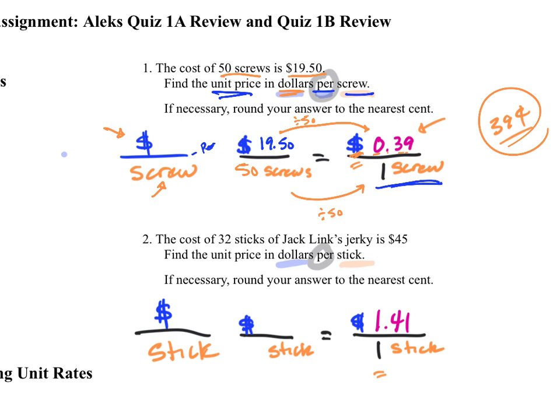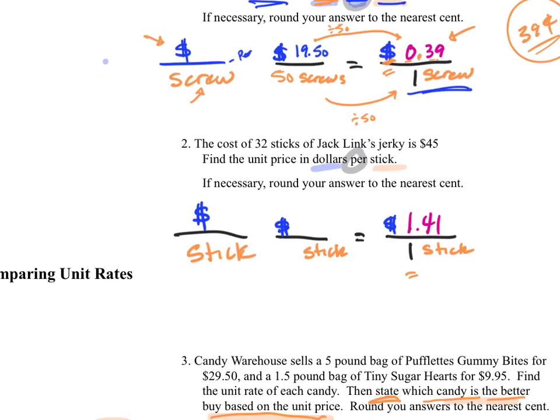But I don't think they have a cents key. If they do, then you can use that. But you have to remember that means it's less than a dollar, right? So since it's less than a dollar, it's 0.39. Okay? All right, that's how we do that one.